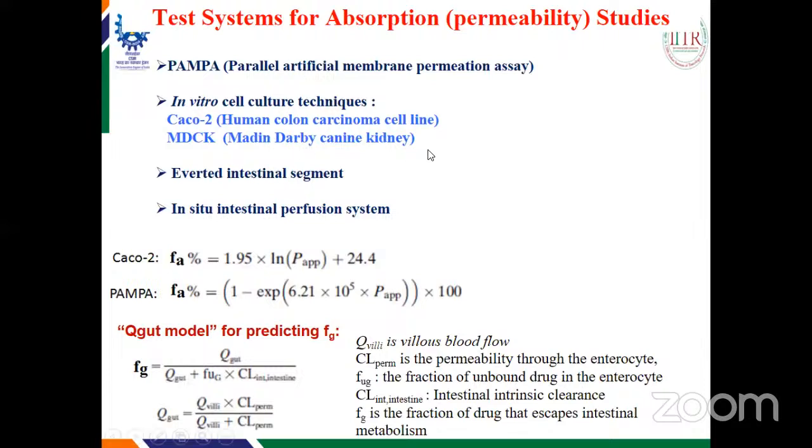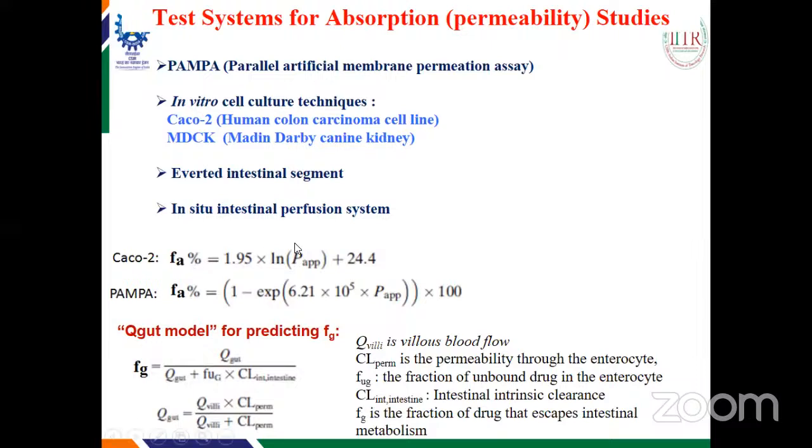Similarly, Caco-2 and MDCK are cell culture based techniques, where we need to have a cell culture facility inside the lab for conducting such studies. Another important aspect is everted intestinal segment. This we can do again in the laboratory easily, because if we have the animals, we can take out their intestinal segment and do the permeability studies. Another important one is the in situ intestinal perfusion system. This we can do directly in the animals, where we can cannulate the intestinal portion of the rat or any other animal, and we can do the perfusion studies.